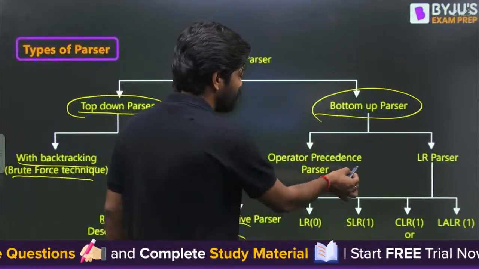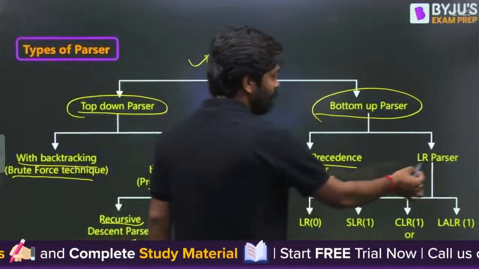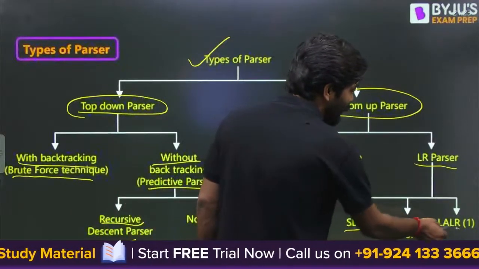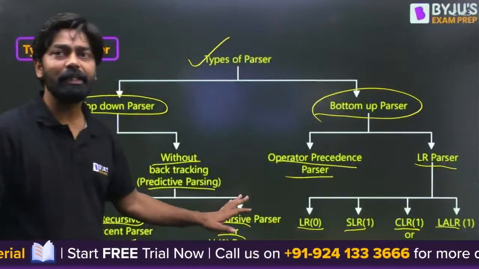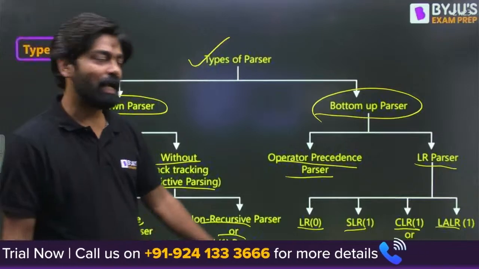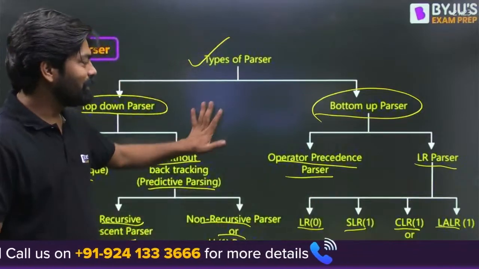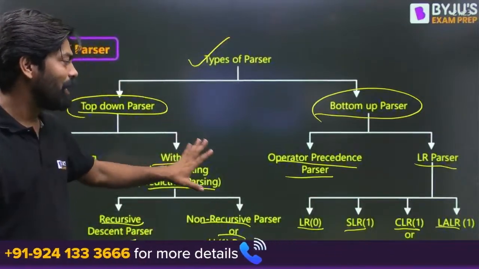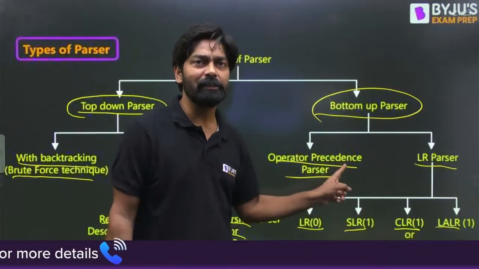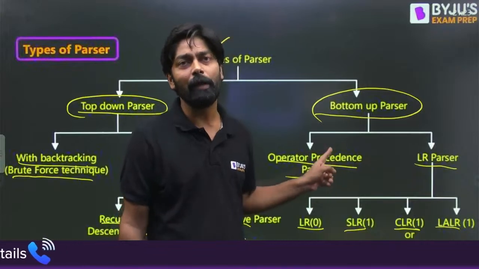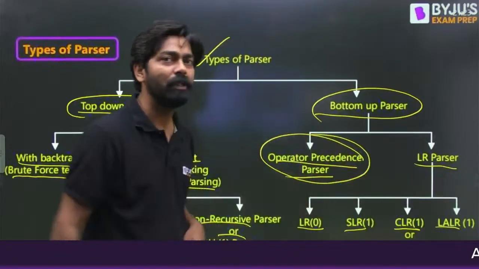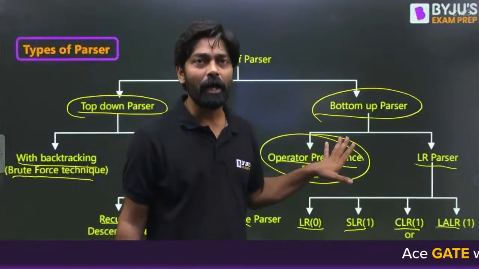And in bottom-up parsers, we have the operator precedence parser and the LR parser. LR parser is LR0, SLR1, CLR1, and LALR1. And we'll see each and everything. Definitely I will send it. This diagram is required. They will ask you this. The operator precedence parser is the only parser which will parse both ambiguous and unambiguous grammar.